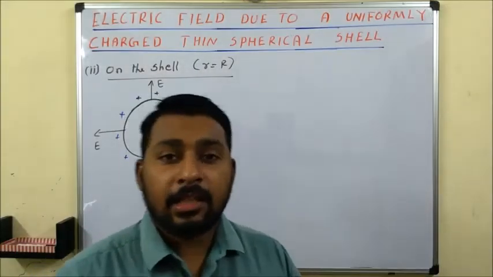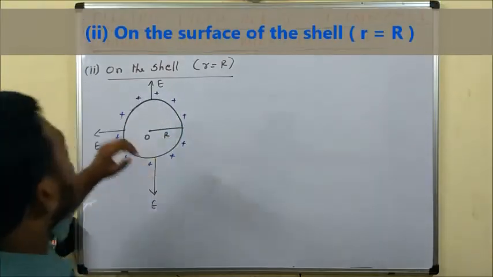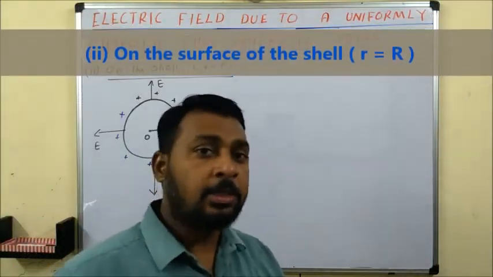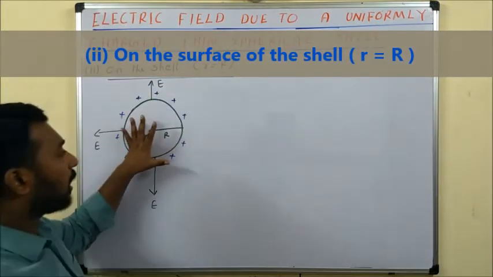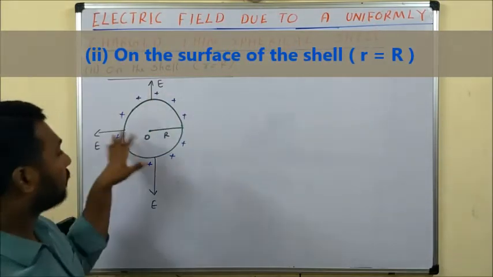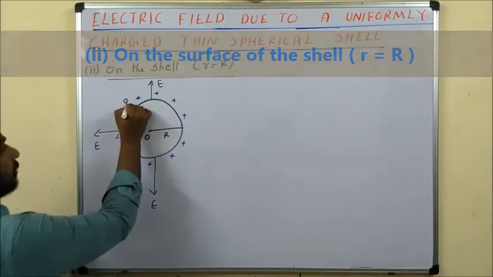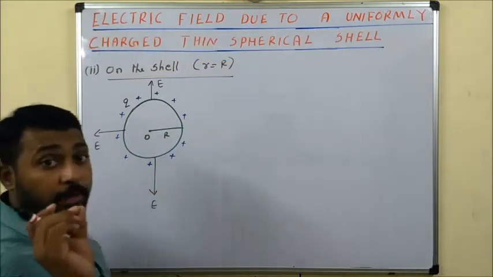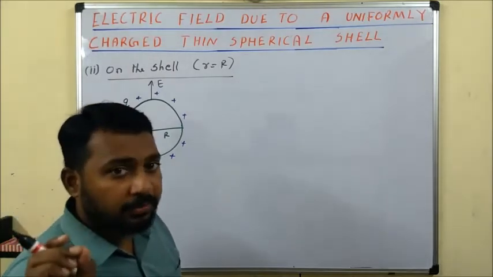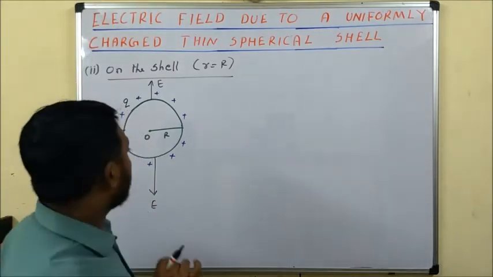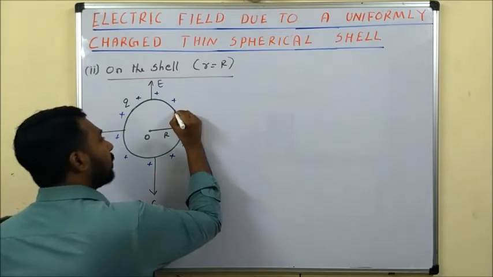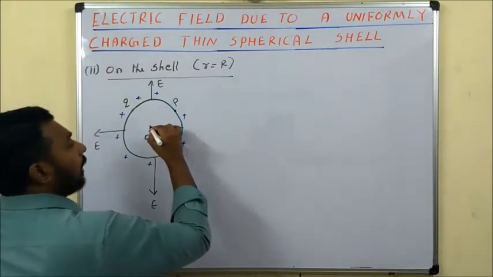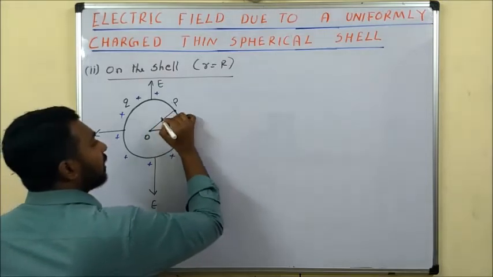Next, the second case, the electric field on the surface of the shell. So let us do this one. We have again the same situation. We have a charged shell with charge Q, center O, and R is the radius of the shell. Now the point P where you have to calculate the electric field is on the surface of the shell. So I am marking here the point P, at a distance small r.